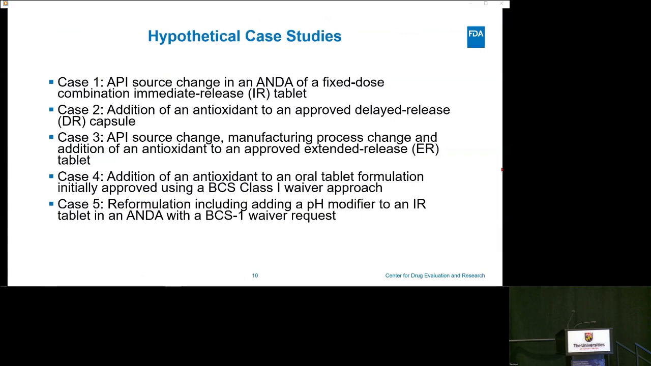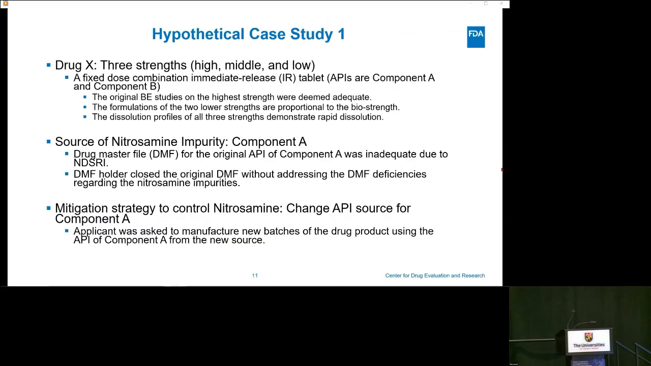Next, I'll present 5 hypothetical cases. The first case I'd like to discuss involves an API source change for a fixed-dose combination IR tablet. It is important to note that changing the API source is a common strategy to mitigate nitrosamine formation. However, it's typically just one of several strategies to prevent the NDSRI formation, since NDSRI are often linked to the API or its fragment. Relying solely on an API source change usually cannot entirely eliminate the risk of NDSRI formation during manufacturing or storage of a drug product.